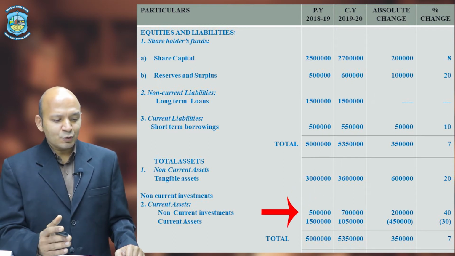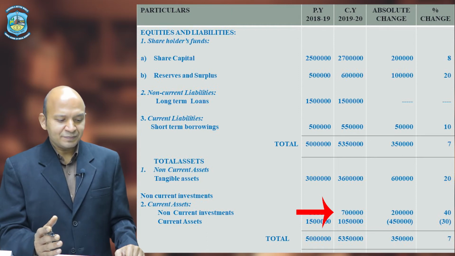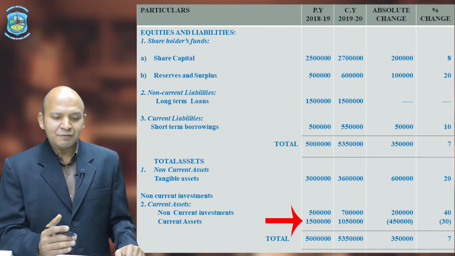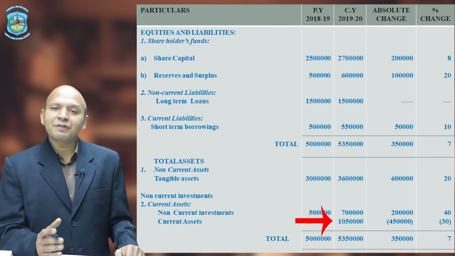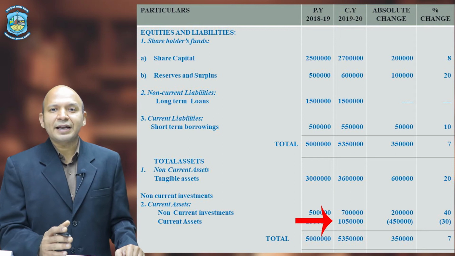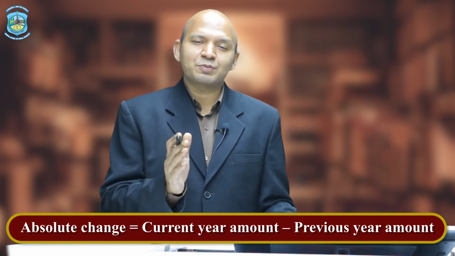Current assets include non-current investments of 5 lakhs for the previous year and 7 lakhs for the current year. Current assets we have 15 lakhs for the year 2018-19 and 10,50,000 for the year 2019-20. Now I will be explaining how we are calculating the absolute change as well as percentage change. For calculating absolute change, the formula that is applied is current year amount minus previous year amount.